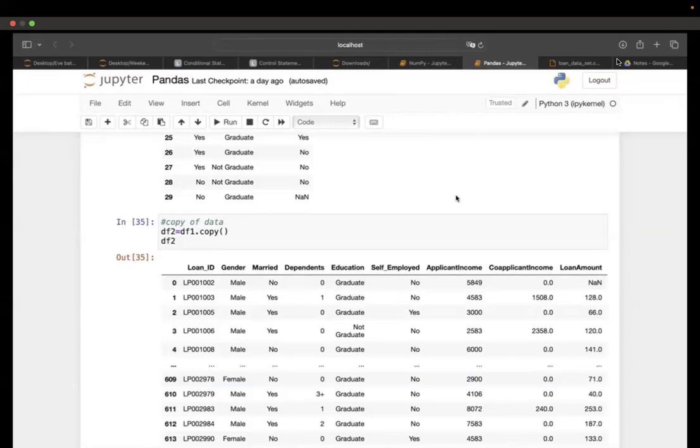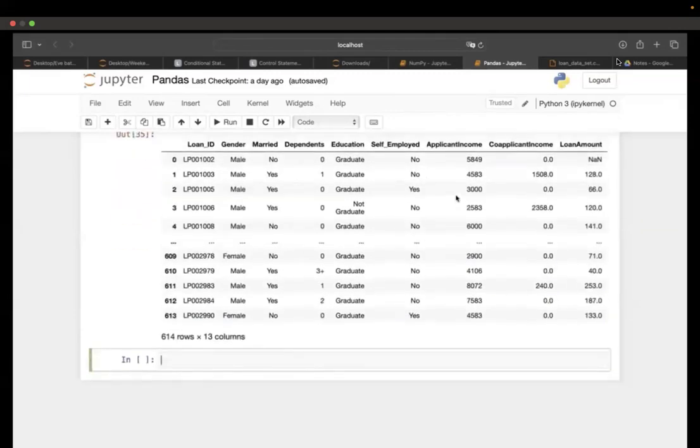Okay, so the importing of the data is done. Now we will talk about data exploration. These are the basic steps for importing your data set. Now we will jump into the next part called data exploration.